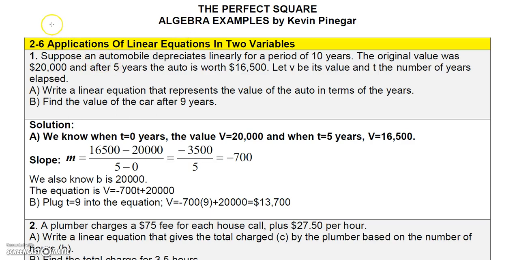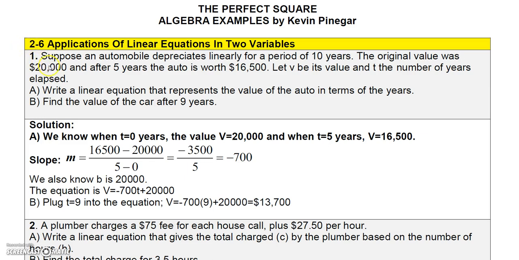In this section, we're going to talk about some applications of linear equations, and I don't have a lot here. I think I've got 3 problems here, but it'll give you an idea of how linear equations can be utilized.